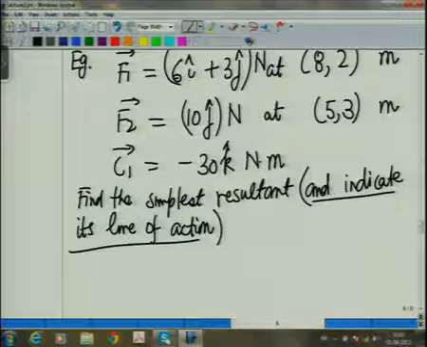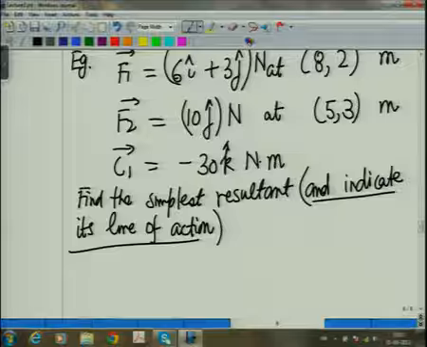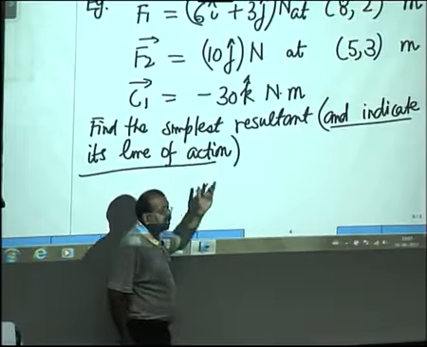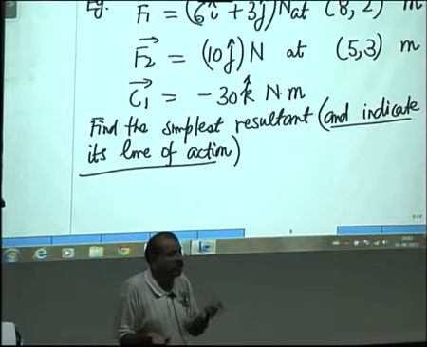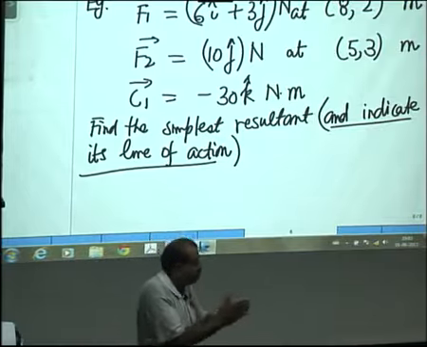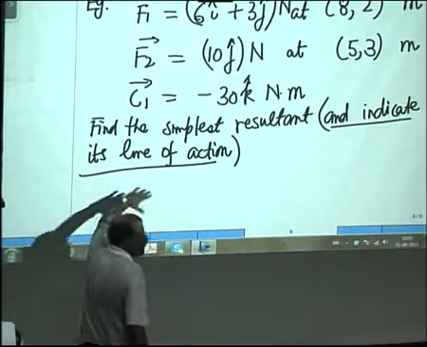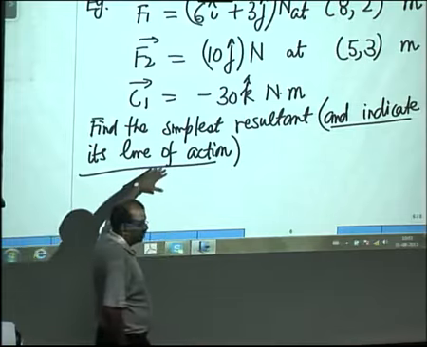Even if it is not given, it should be implied. Because once I am using the word simplest, then the line of action, or where it is acting, has to be specified, otherwise your answer is not complete. Because it's the first time we are solving this problem, that's why I explicitly write indicated slide function.